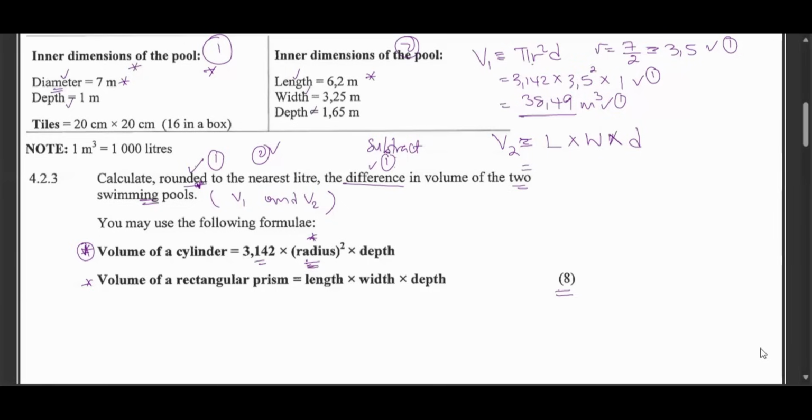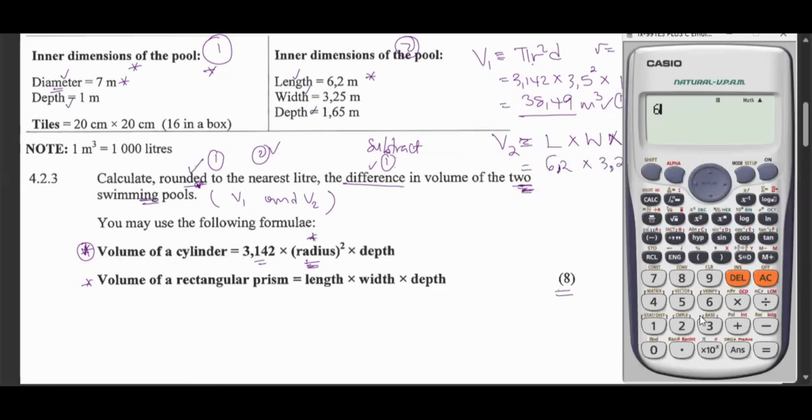So I will substitute in. What is my length? 6.2 times, what's my width? 3.25. What is my depth? 1.65. Please don't touch the calculator until you've substituted. Okay, we are looking for 8 marks. From there, I'll get my calculator. I'll just press 6.2 times 3.25 times 1.65. I will equate that.